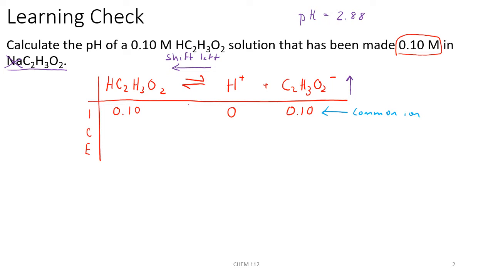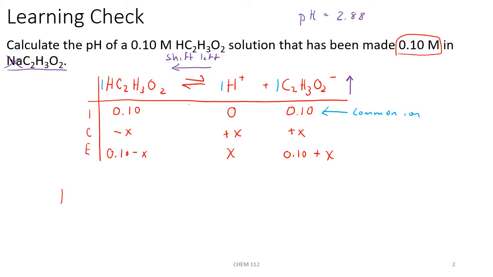Next, we want to decide what we're going to call our X, and we usually call X the change in the amount of the acid that dissociates or ionizes. So this would be minus X, the hydrogen ion would be plus X, and the acetate anion would also be plus X, because everything in our balanced equation has a stoichiometry of 1 to 1 to 1. And our equilibrium line will be 0.1 minus X. It'll be X for the hydrogen ion, and it'll be 0.1 plus X for the acetate anion.